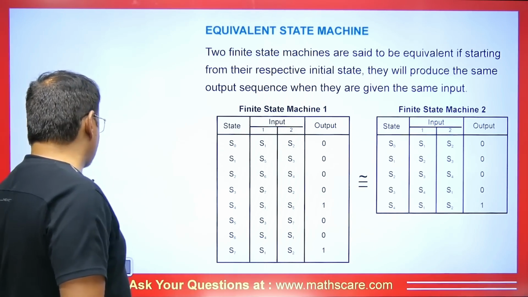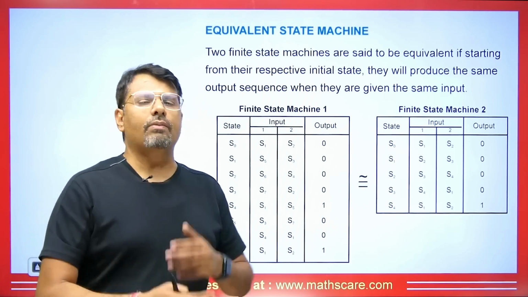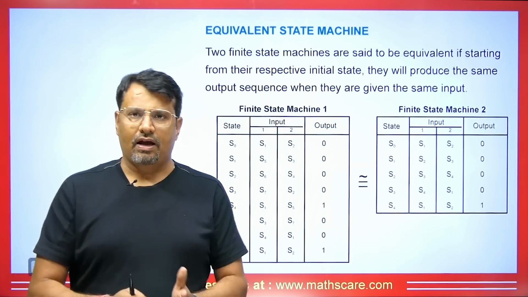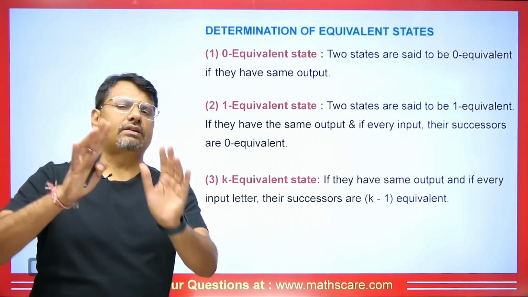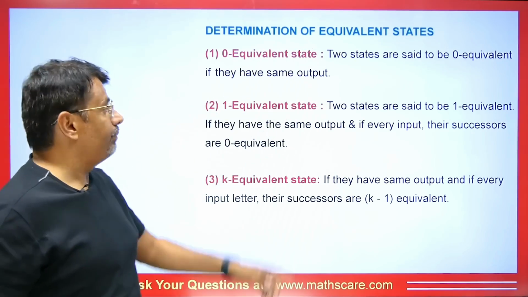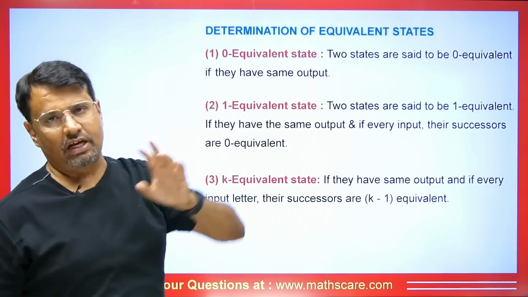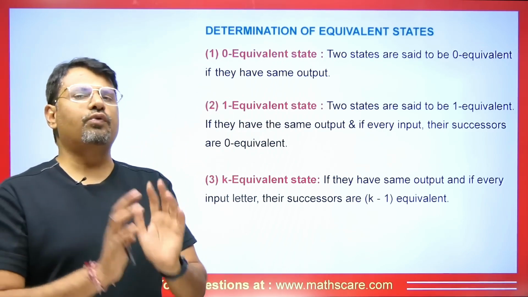The very first thing you have to understand is how to calculate zero equivalent states. Then we will get one equivalent, then two equivalent, and we keep calculating till k equivalent. So what is that process? First of all, let's understand the definition. What is a zero equivalent state? Two states are said to be zero equivalent if they have the same output. If we have states whose outputs are the same, then those states are zero equivalent.